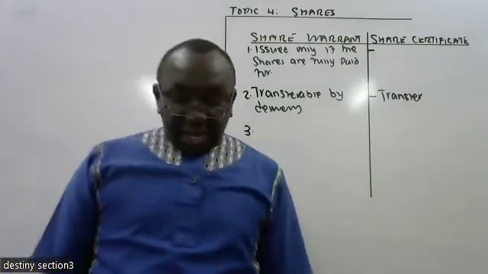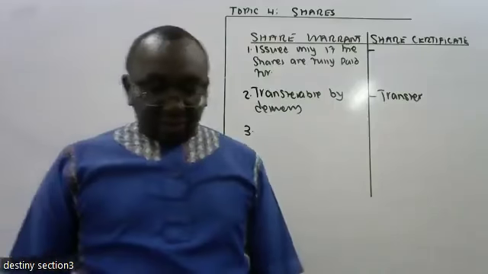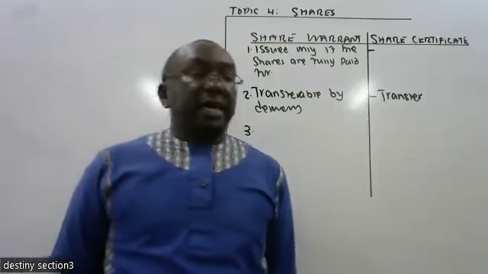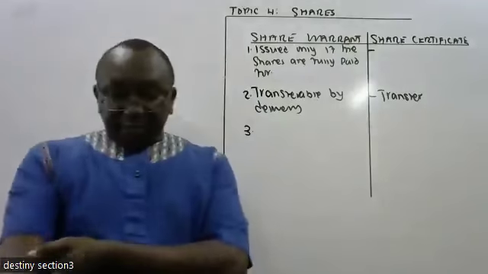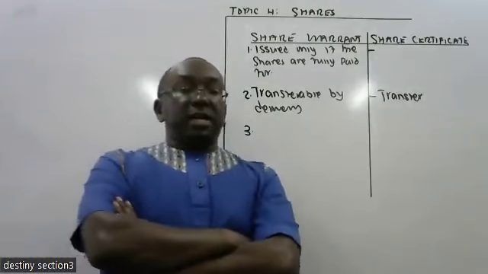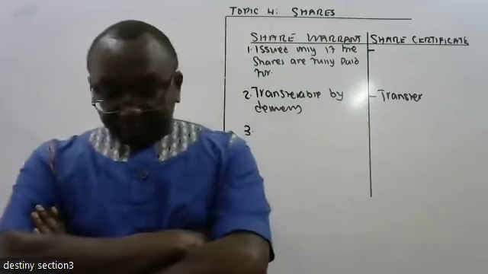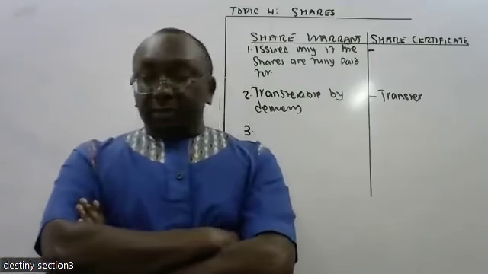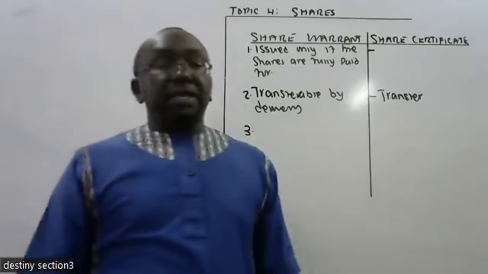The last one is number 5. Name of the holder does not appear in the register of members. And on the other side, the name must appear in the register of members.